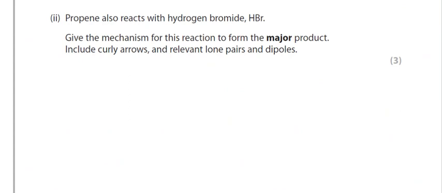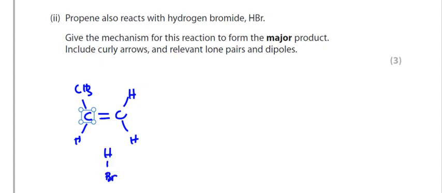Propene also reacts with hydrogen bromide. This is a very common question. The major product is based on the Markovnikov law. Again, the stability of the carbocation plays a major role here for the major product. The minor product is against the Markovnikov law. What does the Markovnikov law state?